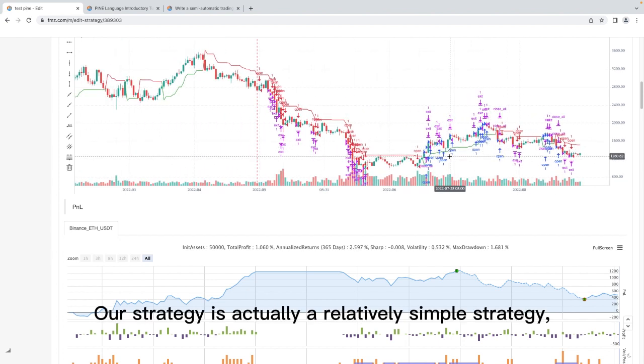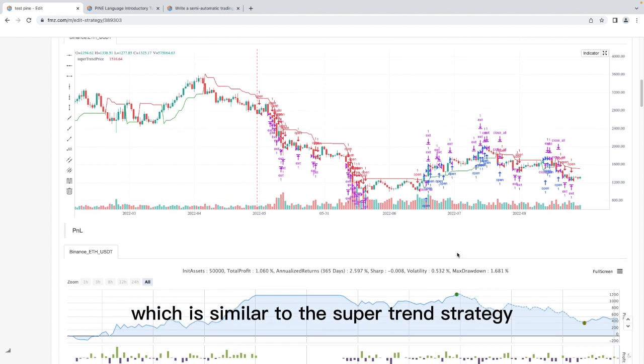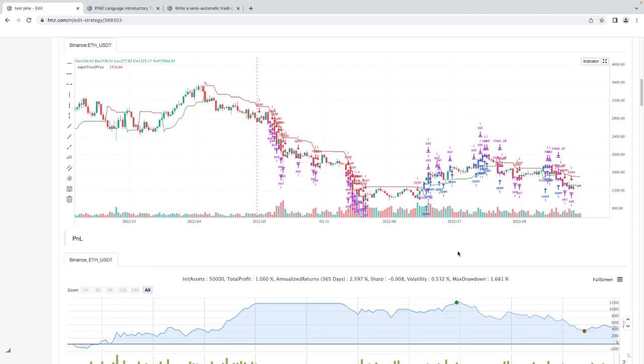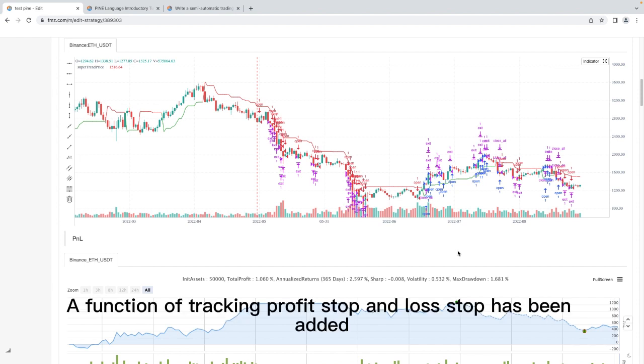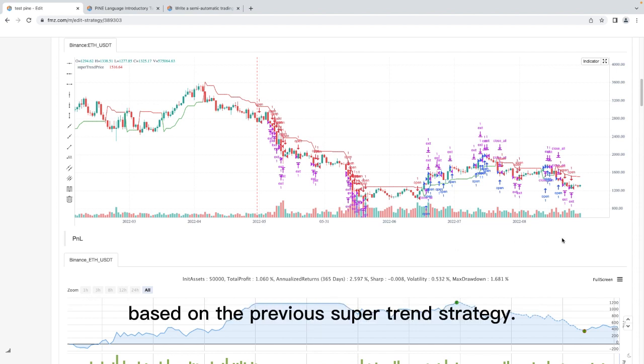Our strategy is actually a relatively simple strategy, which is similar to the super trend strategy we talked about in our previous course. It also uses the super trend indicator to trigger the entry signal. After the trigger, we set a tracking profit stop and loss stop for its entry signal. A function of tracking profit stop and loss stop has been added based on the previous super trend strategy.